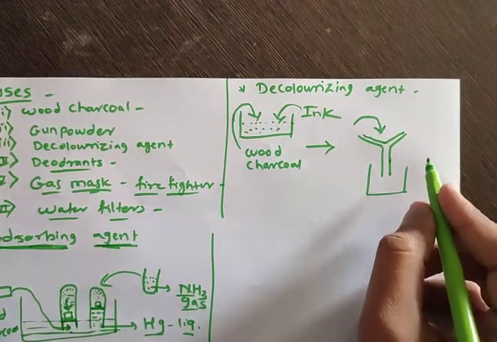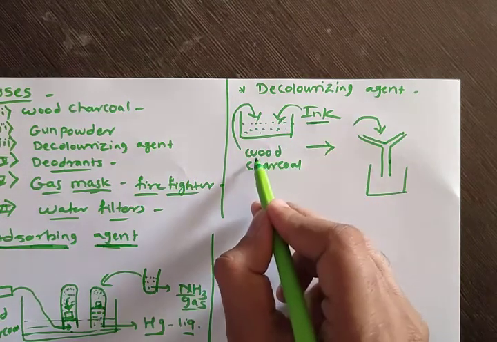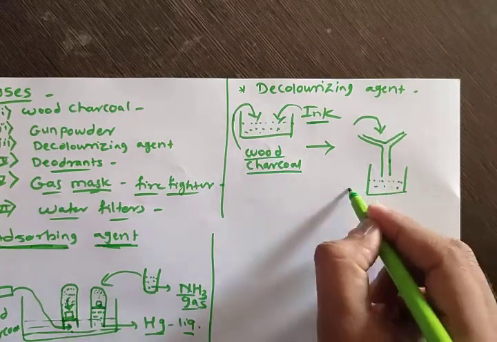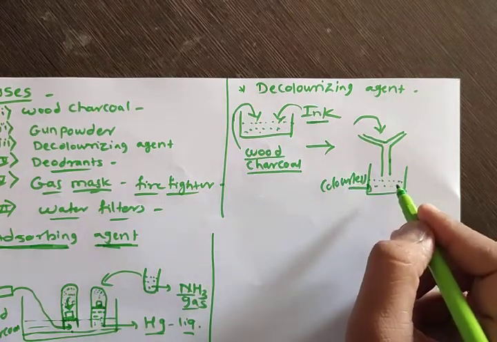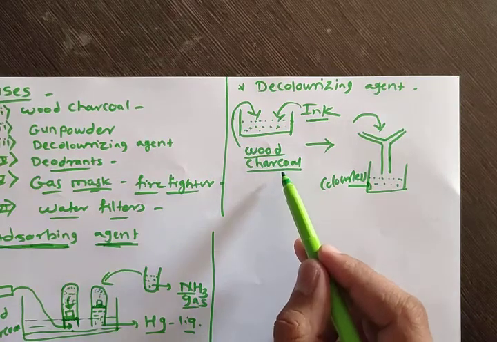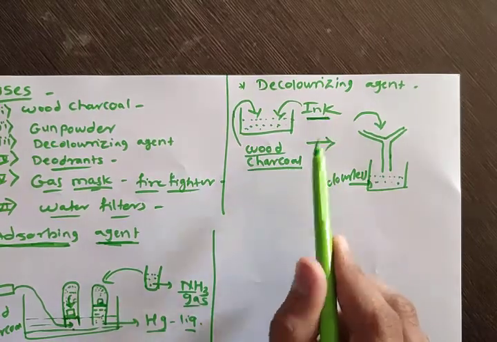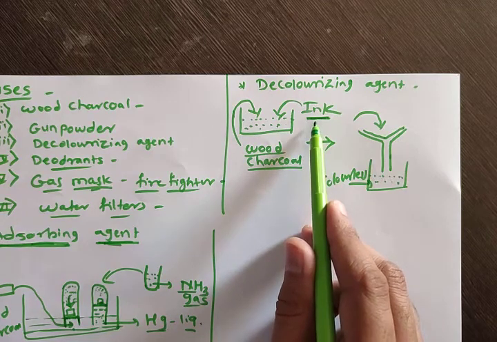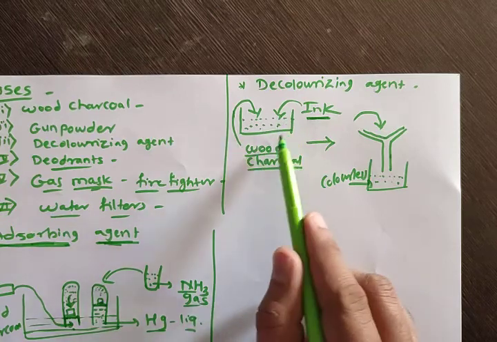So what will happen? Whatever color of the ink is there is adsorbed by this wood charcoal, and whatever filtrate you get is colorless. So you can do this activity at your home also. The only thing you need is wood charcoal. You have to make a powder of this wood charcoal. Ink you must already have at your home. So take at least 10 to 20 ml ink, add some charcoal inside it, stir it, and then filter it.